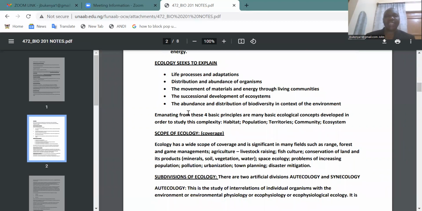Ecologists seek explanations for the life processes in the environment and how organisms, how plants and animals are adapted to these life processes. Then ecologists are interested in the distribution and abundance of organisms. They are also interested in the movement of materials and energy through the biotic components of the ecosystem and also through the abiotic components of the ecosystem.